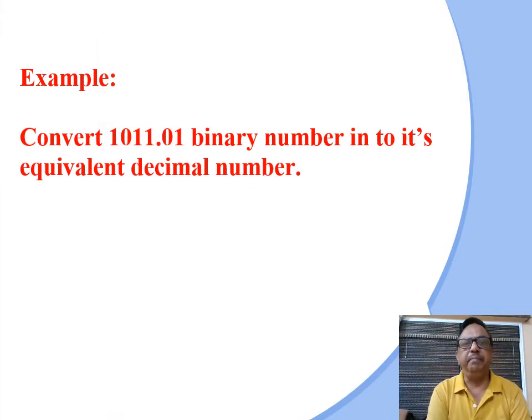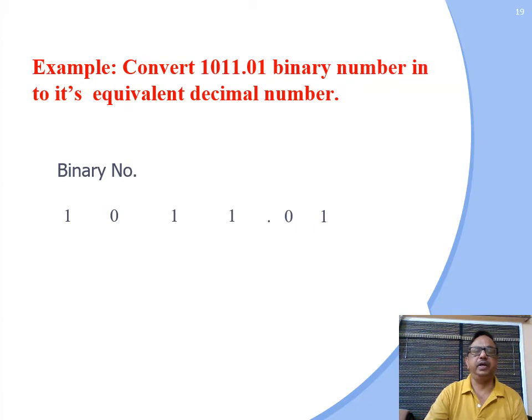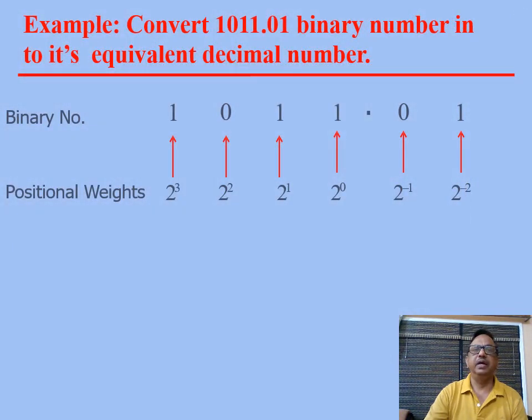I have taken a number 1011 radix point 01, a binary number which has to be converted into the equivalent decimal number so that you can understand how positional weight works. I have taken the binary number 1011.01, and I have given its positional weights here: 2 to the power 0, 2 to the power 1, 2 to the power 2, 2 to the power 3, and in the fractional part it goes 2 to the power minus 1, 2 to the power minus 2, and so on.